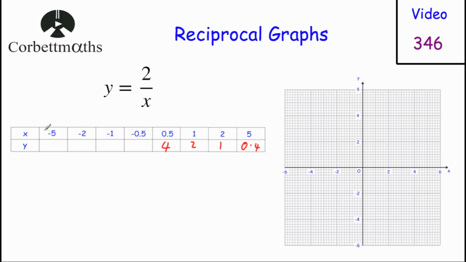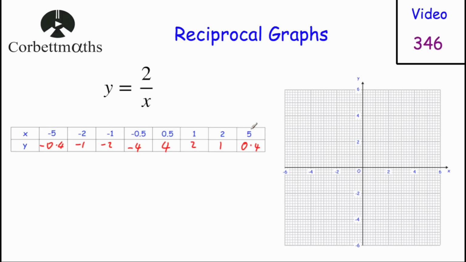Now let's move on to our negative numbers. So we've got 2 divided by negative 5. A positive divided by a negative is a negative, so it's going to be a negative answer. And 2 divided by 5 is 0.4, so it's going to be negative 0.4. We've then got 2 divided by negative 2. Positive divided by a negative would be a negative, so negative 1. Now 2 divided by negative 1 would be negative 2. And finally, 2 divided by negative 0.5 would be negative 4. Okay, so we've now got our points.